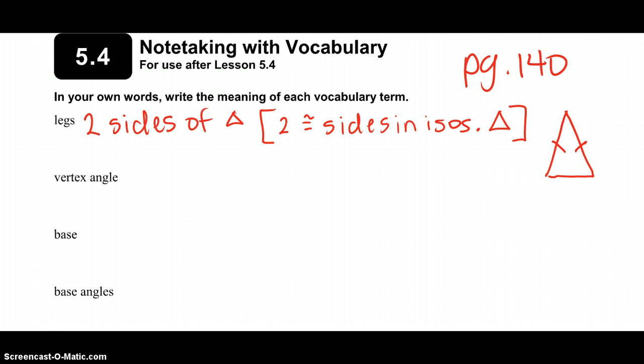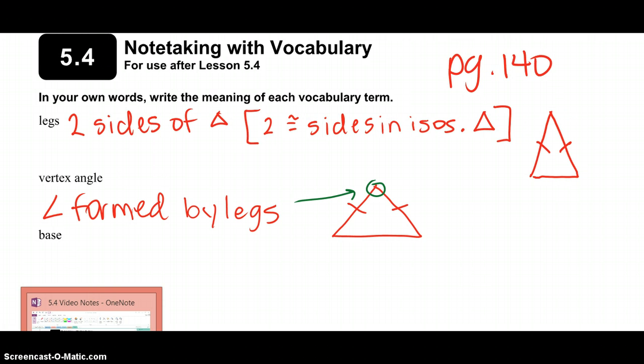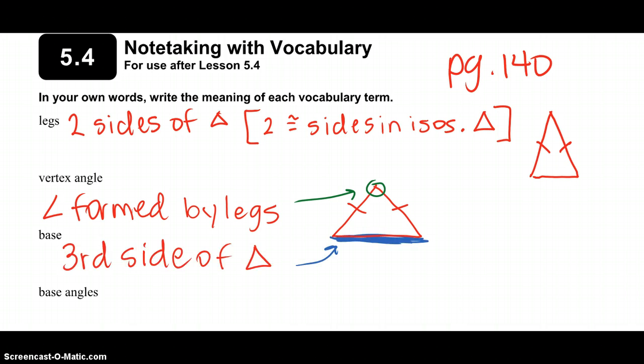Next, we're going to talk about the vertex angle. And the vertex angle is the angle formed by the legs. And on the right there, I drew a picture, and in green, I circled the vertex angle. Where the two legs meet is the vertex of the triangle. Next is the base, and the base is the third side of the triangle, and in the picture above I highlighted it in blue. So the legs are on the sides that form the vertex, and the base is the third side of the triangle.